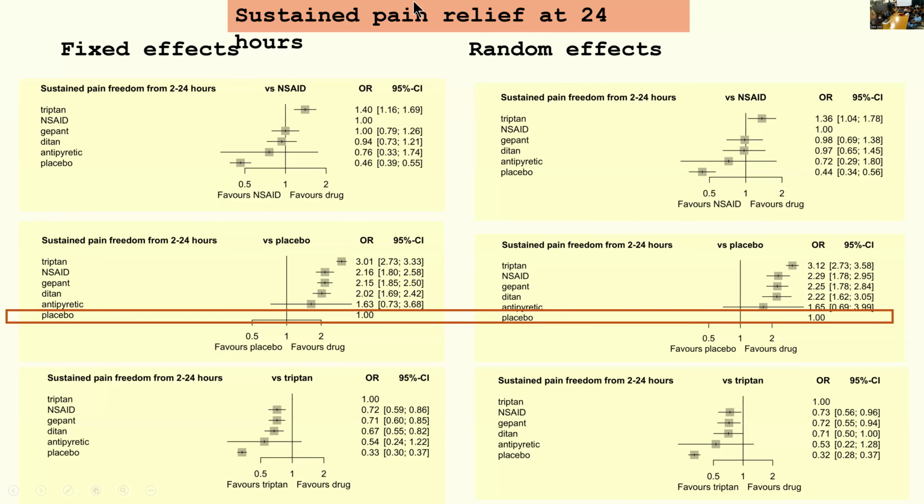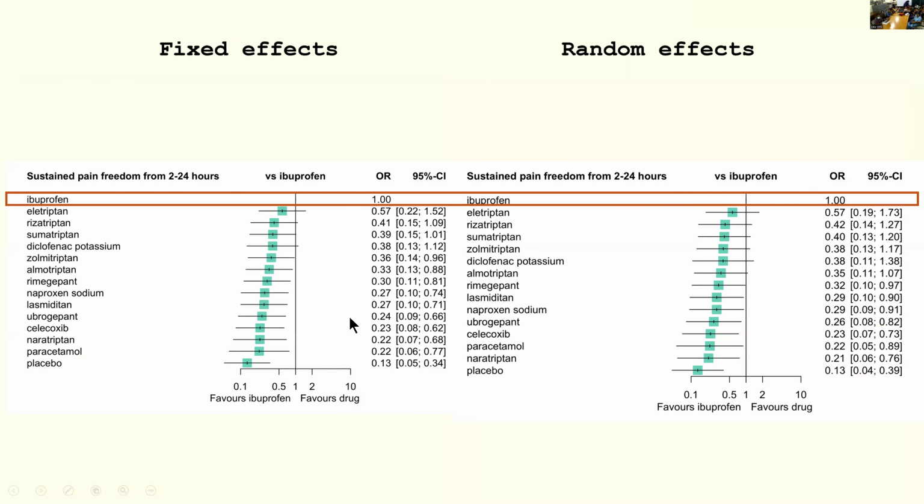For sustained pain relief for 24 hours, they've done a similar study. I just wanted to highlight that actually NSAIDs seem to be doing better than the triptans. So for example, let's look at this table. We're comparing with placebo. Triptan, the odds ratio was, sorry, this is a repetition study. We'll go on to the next one.